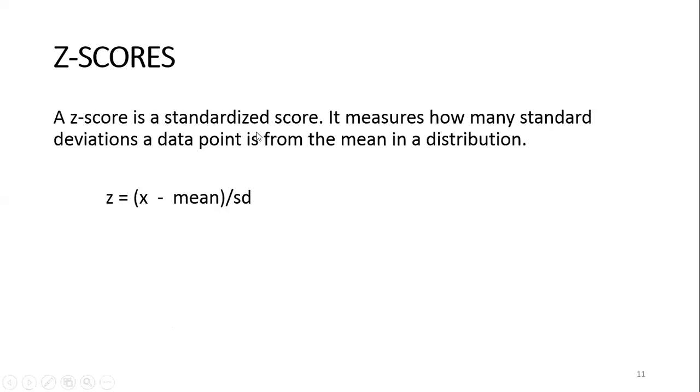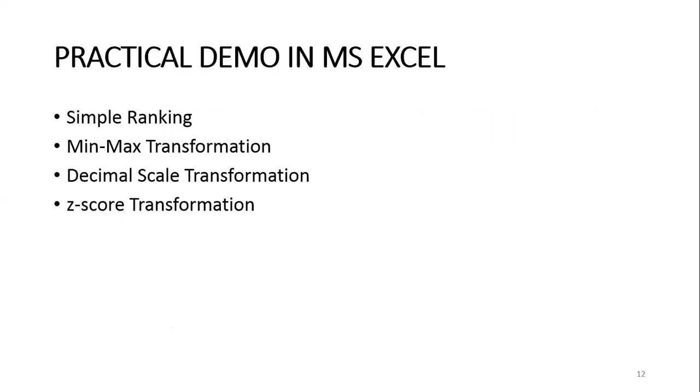Z-score. A Z-score is a standardized score. It measures how many standard deviations a data point is from the mean in a distribution. What's the formula? Z is equal to x minus mean, all over standard deviation. Does this make it clearer now? Okay, so this is what we just did. The practical demonstration in Excel is what we just concluded.